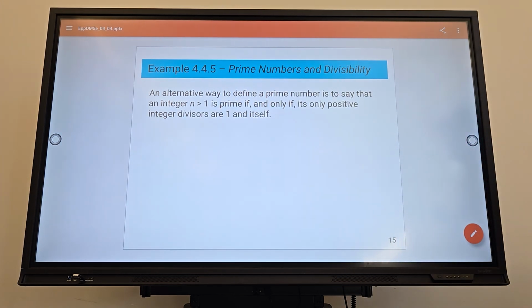An alternative way to define a prime number is to say that an integer n greater than 1 is prime if and only if its only positive integer divisors are 1 and itself.